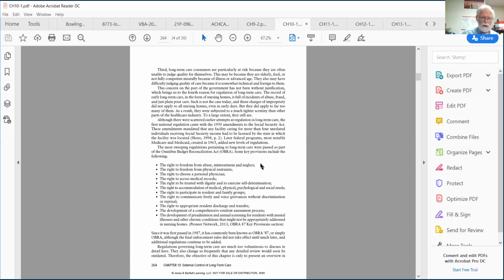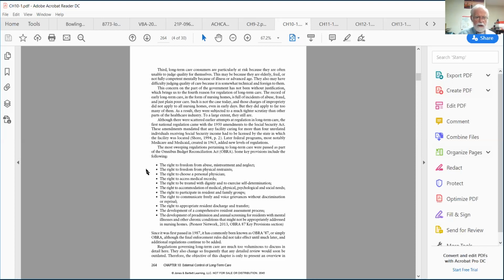Freedom from abuse, mistreatment, and neglect, from physical restraint, freedom to choose their own physician, freedom to have access to their medical records, to be treated with dignity, and to the extent they can at least exercise self-determination. The right to the accommodation of their medical, physical, psychological, and social needs, participate in resident and family groups, communicate freely and voice grievances without reprisal, and the right to appropriate discharge and transfer. We've all seen places where those rights are being variably met.